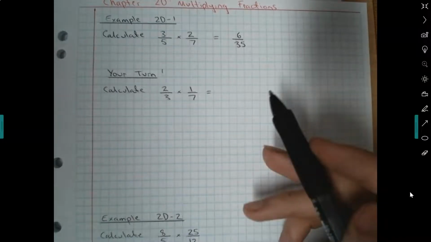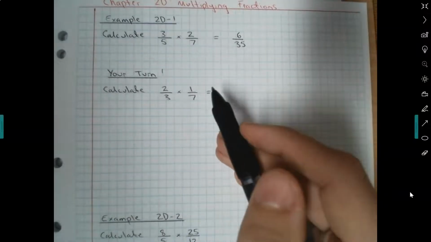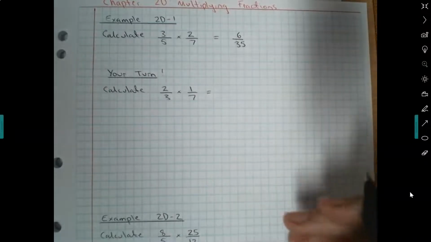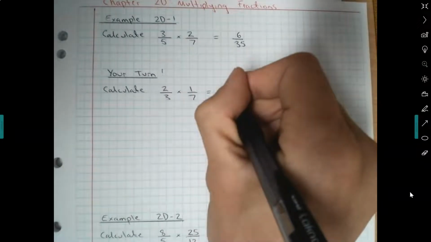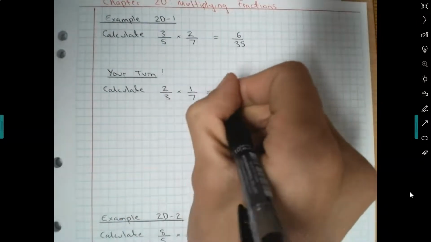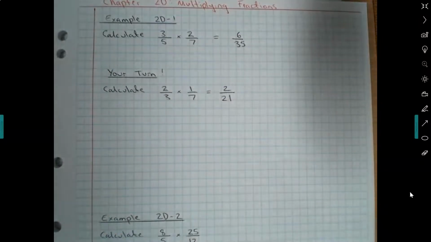Okay, so hopefully you had a go at doing the question. So again, in this question it was just a matter of multiplying our numerators by each other. So 2 times 1 gives me 2, over 3 times 7 gives me 21. Again, there's no common factor for me to cancel, therefore 2 over 21 is my simplest fraction.